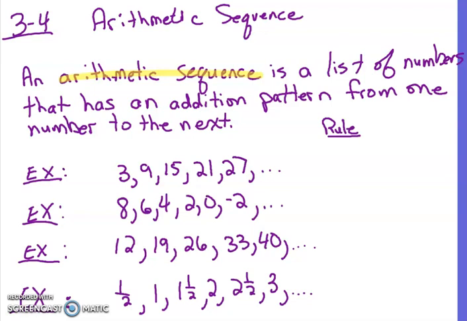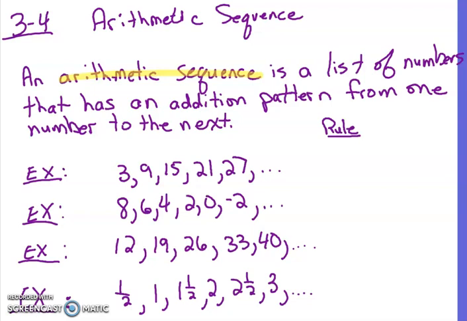All right, this is 3-4. This is talking about arithmetic sequence. So totally different from what we've been covering in chapter 3, talking about functions, but this is an arithmetic sequence. I'm sure you've seen this before. The definition is a list of numbers that has an addition pattern from one number to the next.